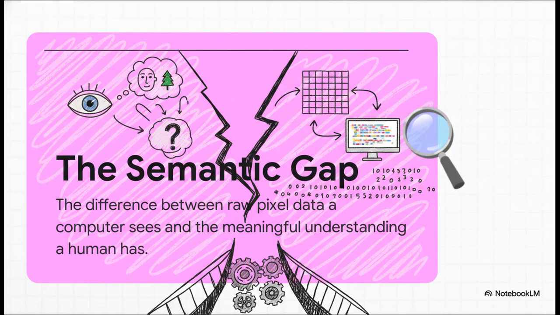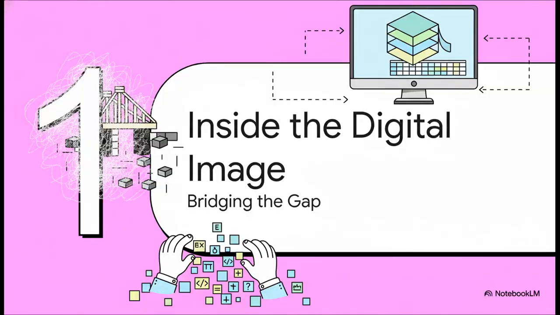It turns out this giant chasm between the numbers on the right and the meaning on the left actually has a name. It's called the semantic gap. And bridging this gap, that's the entire game in computer vision. It's all about teaching a machine how to translate that meaningless grid of numbers into a rich, meaningful concept, just like we do. So how in the world do we start building that bridge?